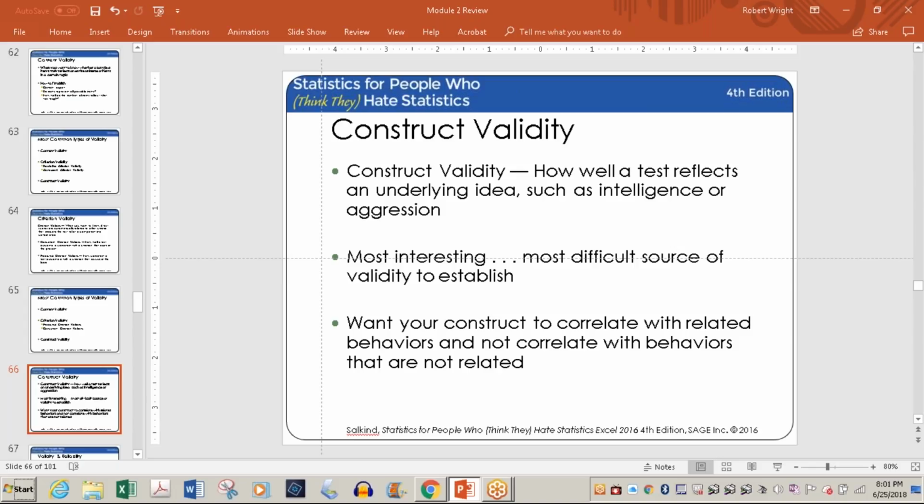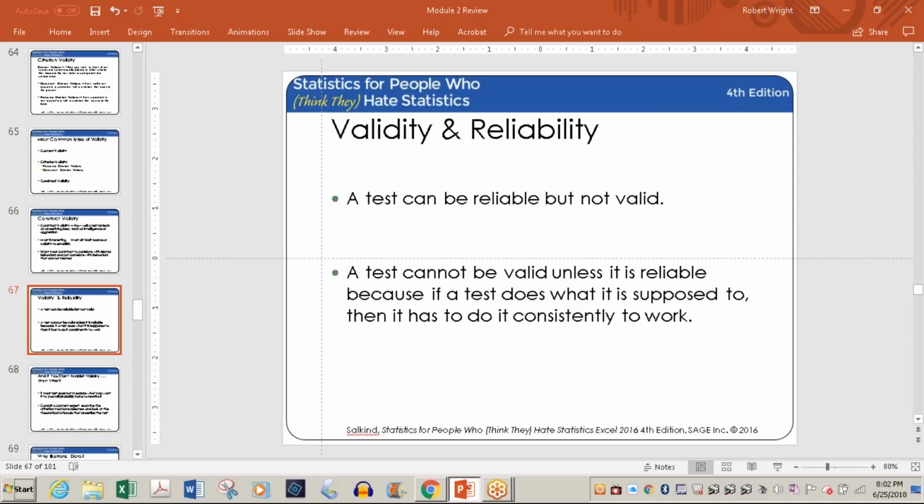Now, this is probably the most interesting because you're trying to say, okay, do the criteria I've set up relate to the real world? Does this test actually show what's going to happen out there? Consequently, it's the most interesting, but it's also harder to establish because you're taking your data and trying to relate it to real life behaviors, and sometimes that doesn't happen. Some people just take tests differently than they act in real life. Okay, so anyway, let's talk about validity and reliability.